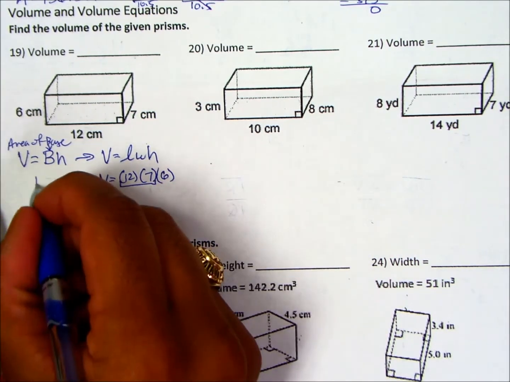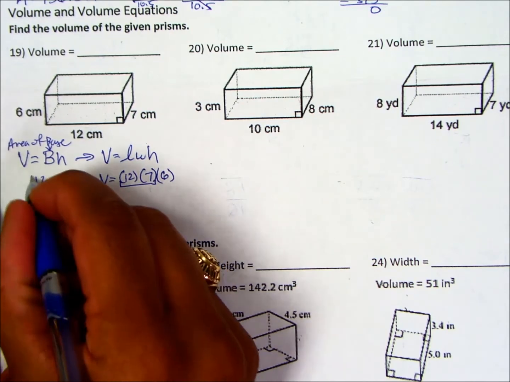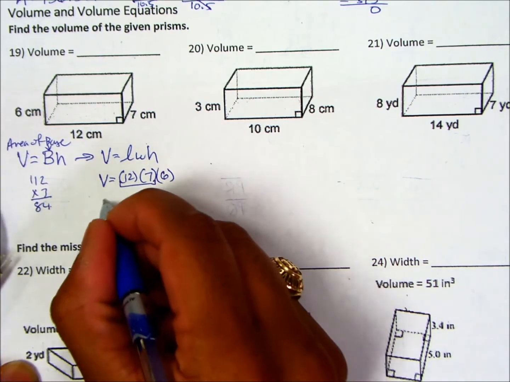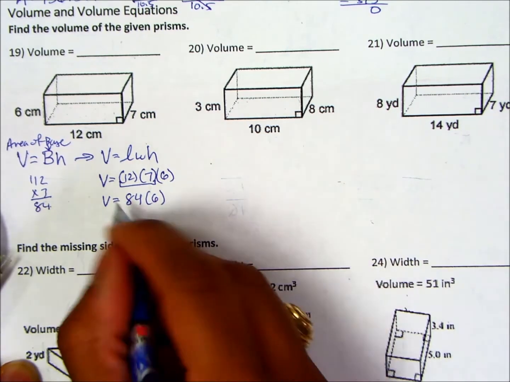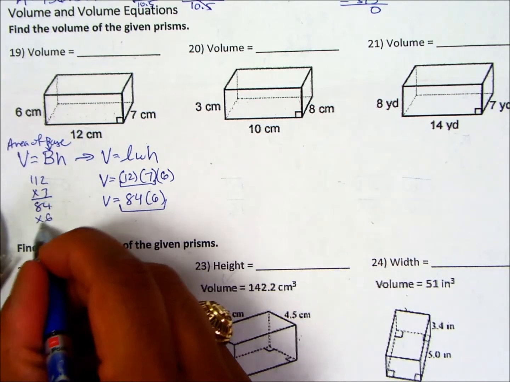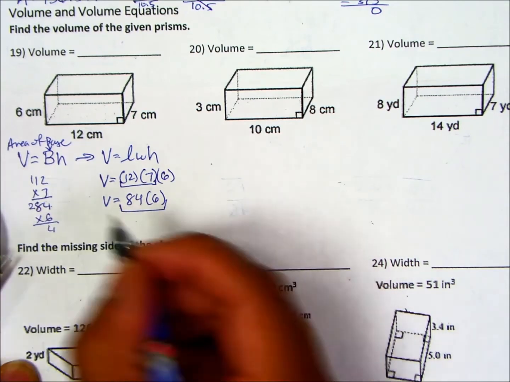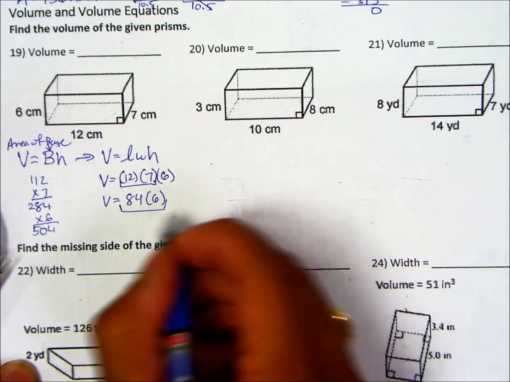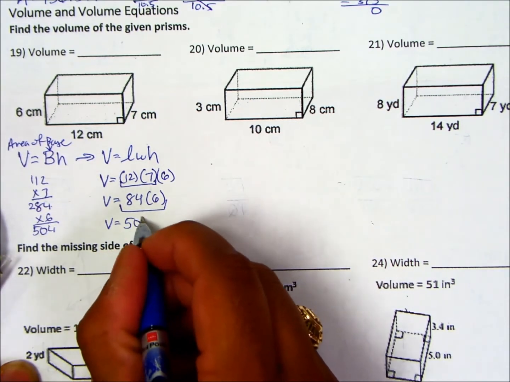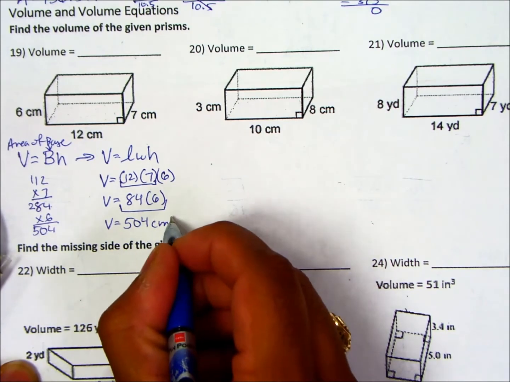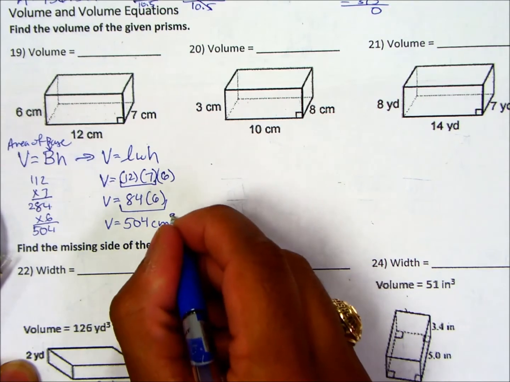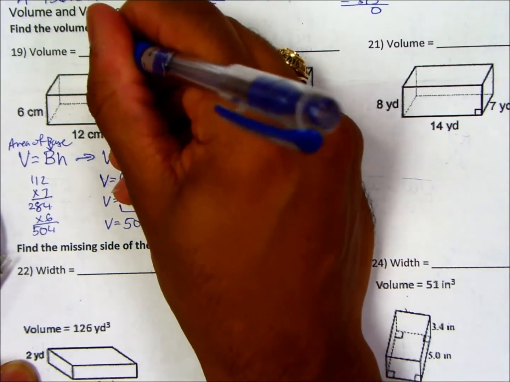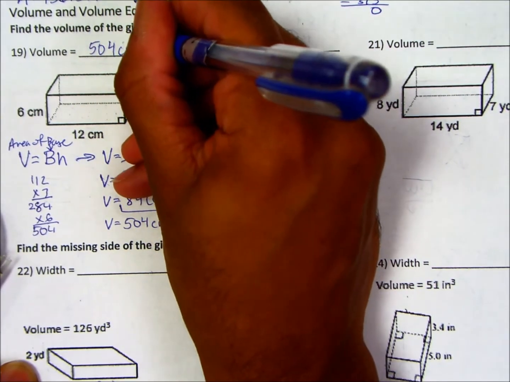Work it out left to right. 12 times 7, 84. Then work out those last two, times 6. You get 504 centimeters. And since we're multiplying centimeters times centimeters times centimeters, that's centimeters cubed. Volume, always put your unit of measurement cubed.